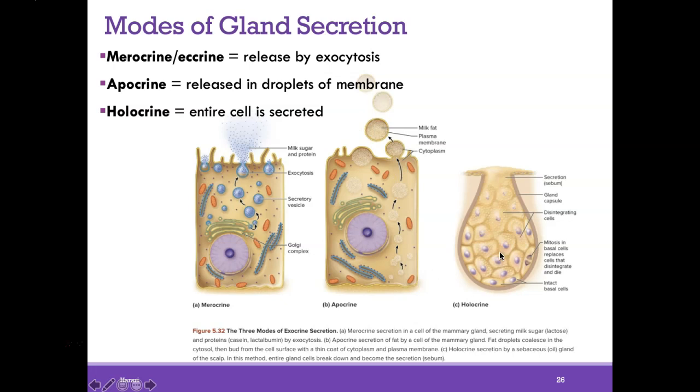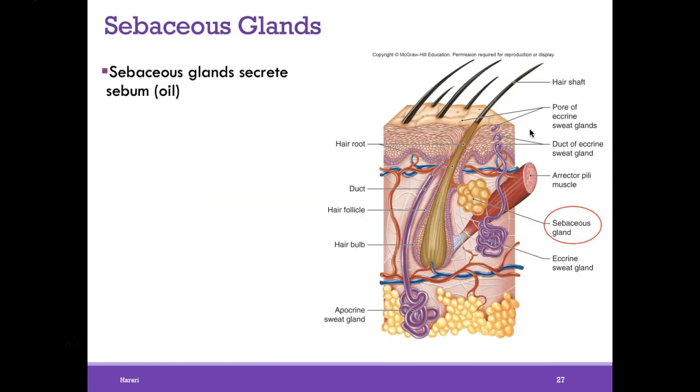And then in holocrine secretion, such as we see in sebaceous glands, the entire gland cell breaks down and becomes the secretion. So here's an intact cell, but over time the cell disintegrates and the entire cell and its contents get released. So these are three different modes of gland secretion you should be familiar with.